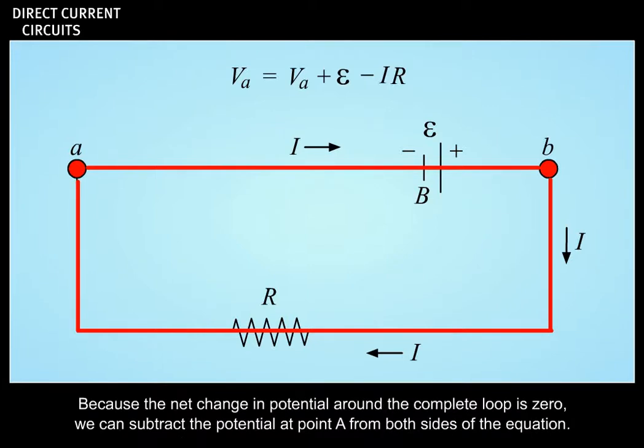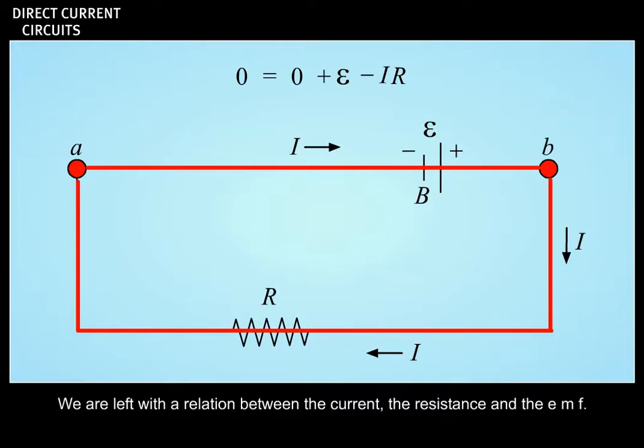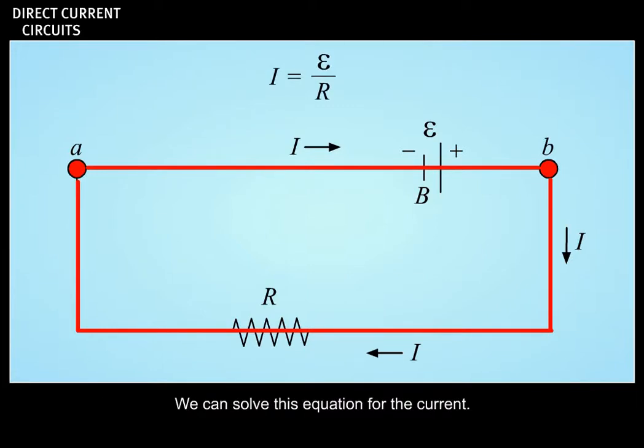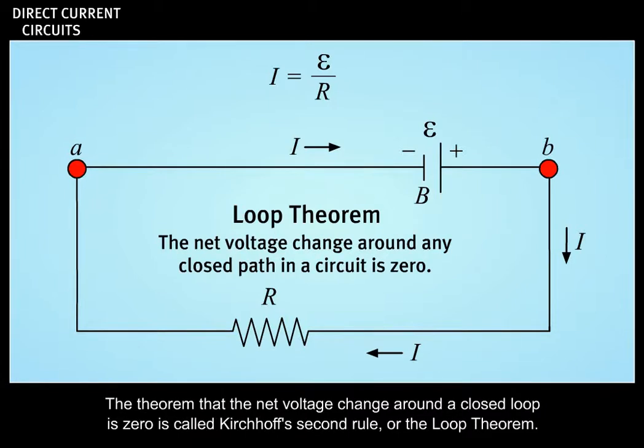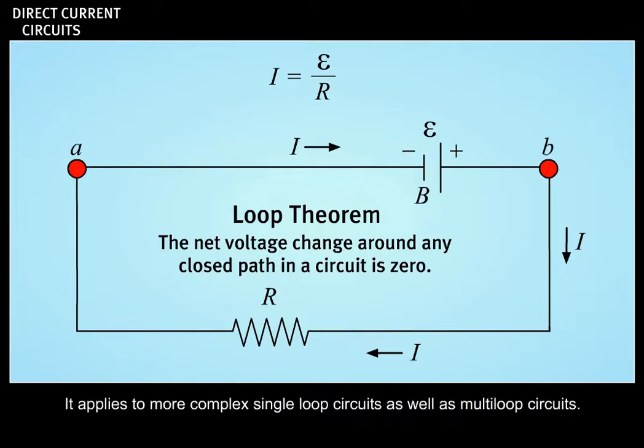Because the net change in potential around the complete loop is zero, we can subtract the potential at point A from both sides of the equation. We are left with a relation between the current, the resistance, and the EMF. We can solve this equation for the current. The theorem that the net voltage change around a closed loop is zero is called Kirchhoff's second rule, or the Loop Theorem. It applies to more complex single-loop circuits as well as multi-loop circuits.